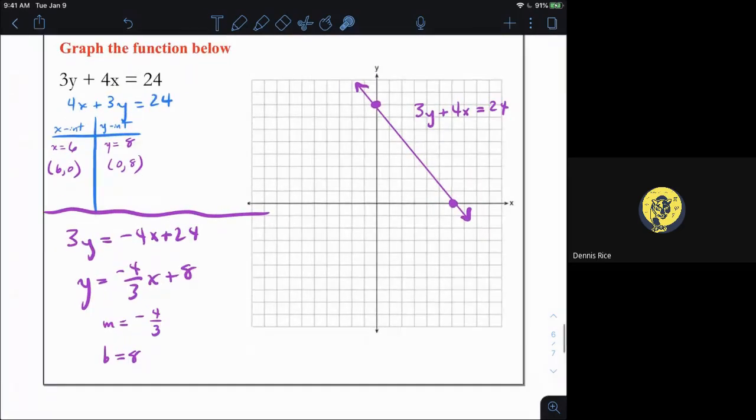And yeah. Any questions with the actual graphing part? No. Okay.